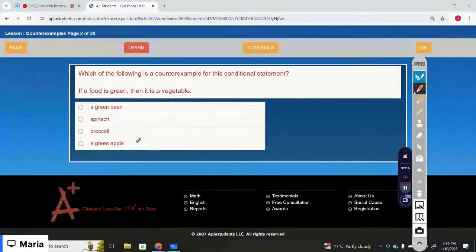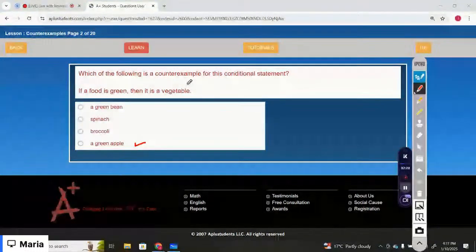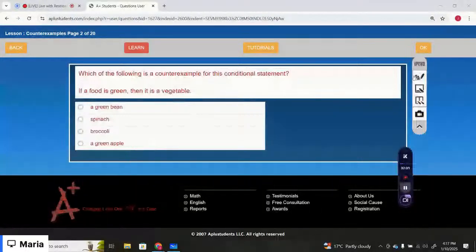If a food is green, a green apple, and the conclusion part is false because apple is green, but that is not a vegetable. So the correct option is a green apple. That is the counterexample.